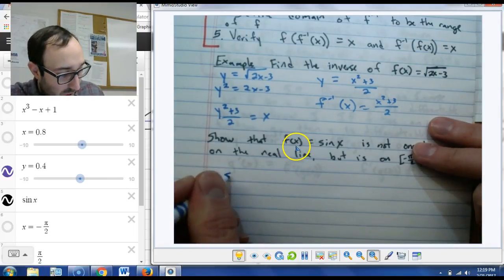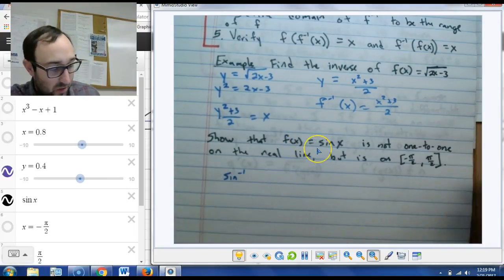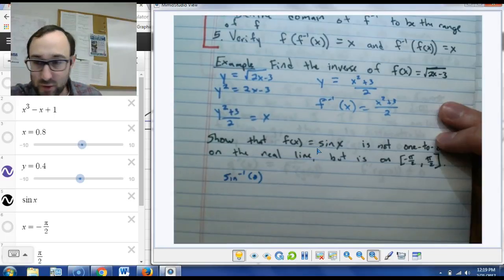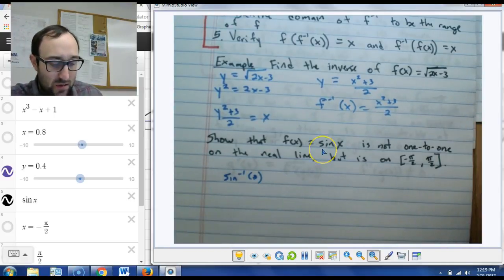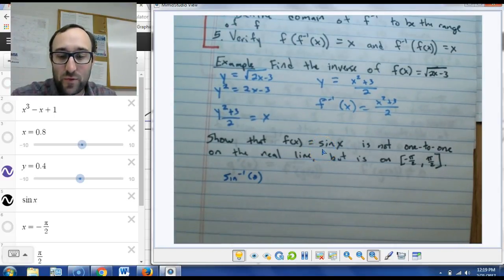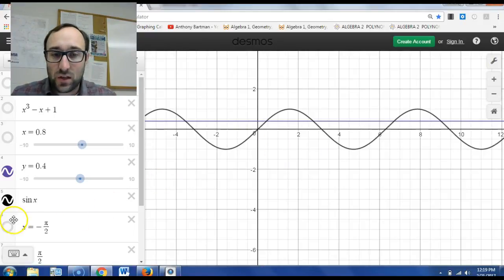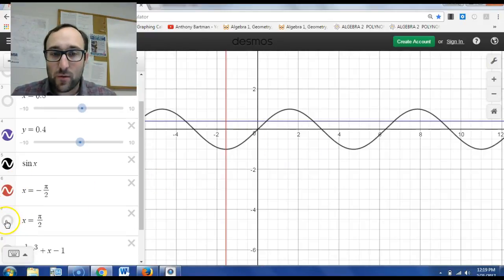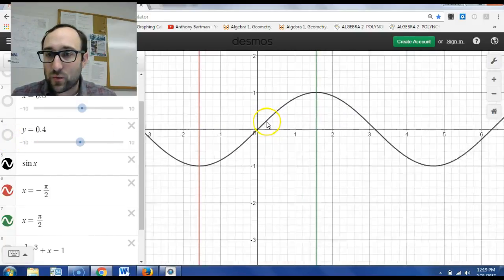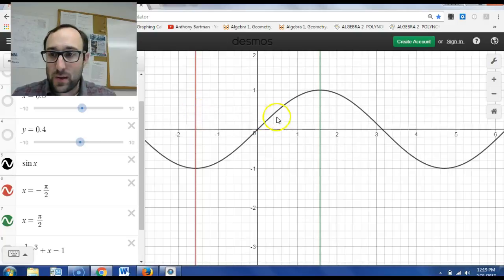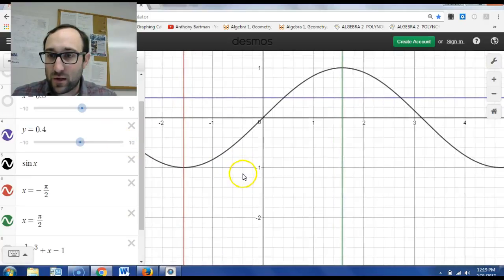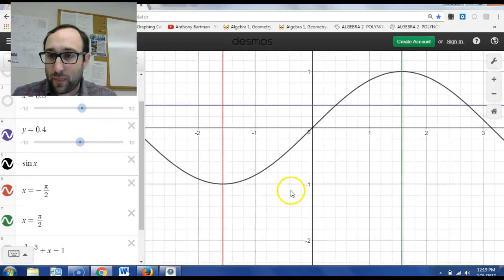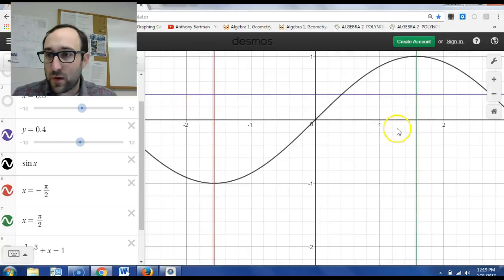But we know that inverse sine is something you've learned in trig, and if you remember from trig, inverse sine is actually defined from pi over 2 to negative pi over 2. So we're only looking at this region right in here, between the red and the green. Now let's look at the horizontal line test only in this area. So we're only looking between the red and the green.